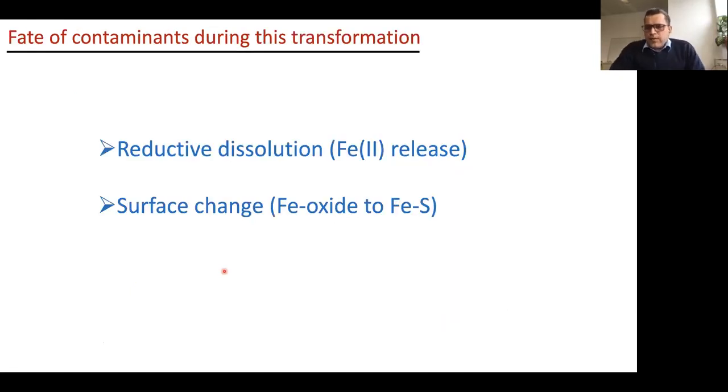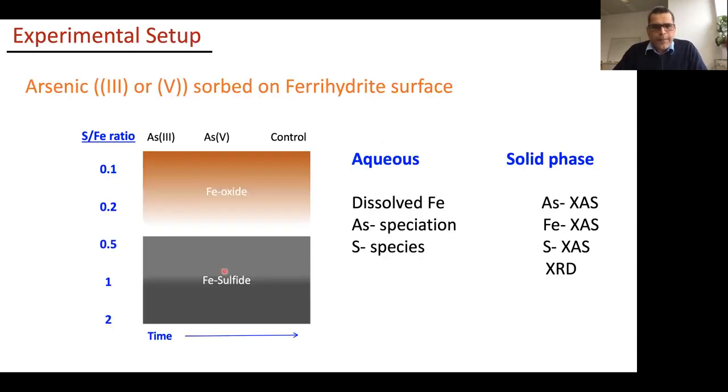We have reductive dissolution of ferrihydrite, with iron 2 release, and the second part we saw is that the phase changes, which means you change the surface. You start with iron oxide, and now you have iron sulfide, and with that comes a lot of things: surface charge, surface properties, and how they interact with the contaminants. You guys are best placed to know all that, so I'm not going to go into too much detail here.